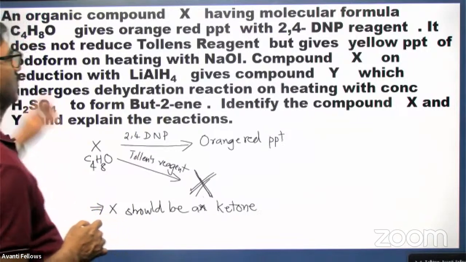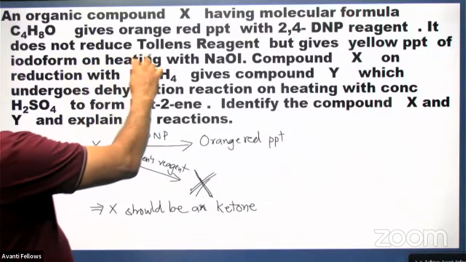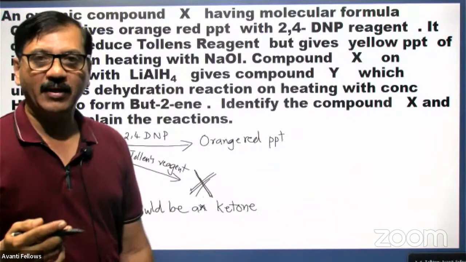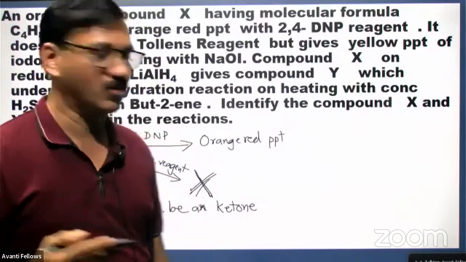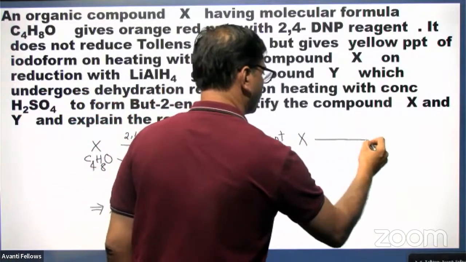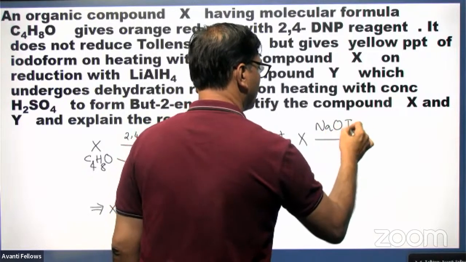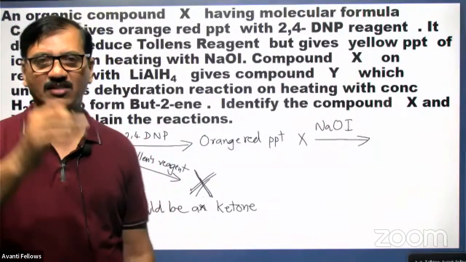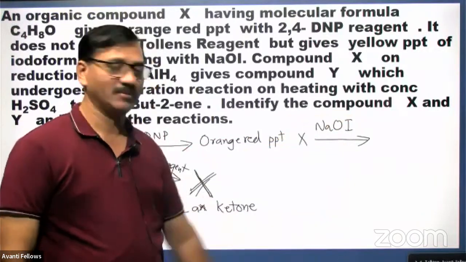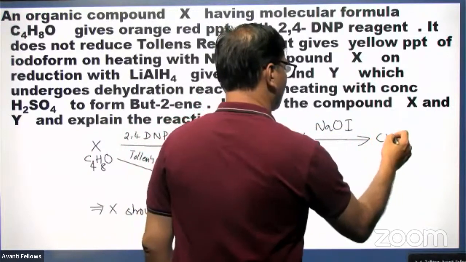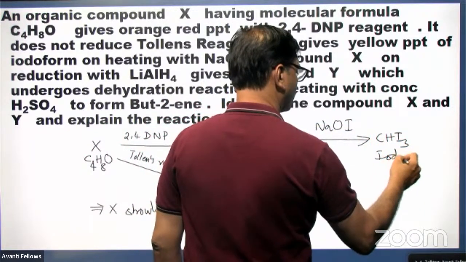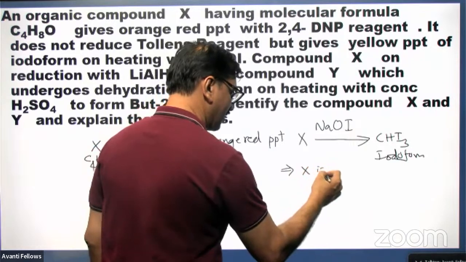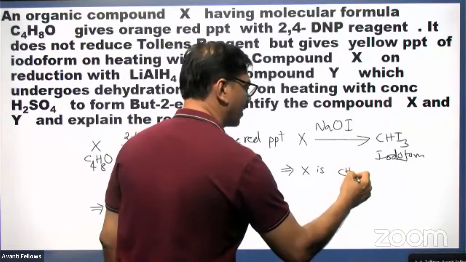Another thing that is given: it gives yellow precipitate of iodoform on heating with NaOI. Yellow precipitate, that is the iodoform test. So X gives the iodoform test. This is NaOI, or NaOH plus I2. Both are the same. NaOH reacts with I2 to give NaOI. Therefore, it may be written in this way: X reacts with NaOI to give CHI3, iodoform. What does it imply? That means X contains the skeleton CH3CO.